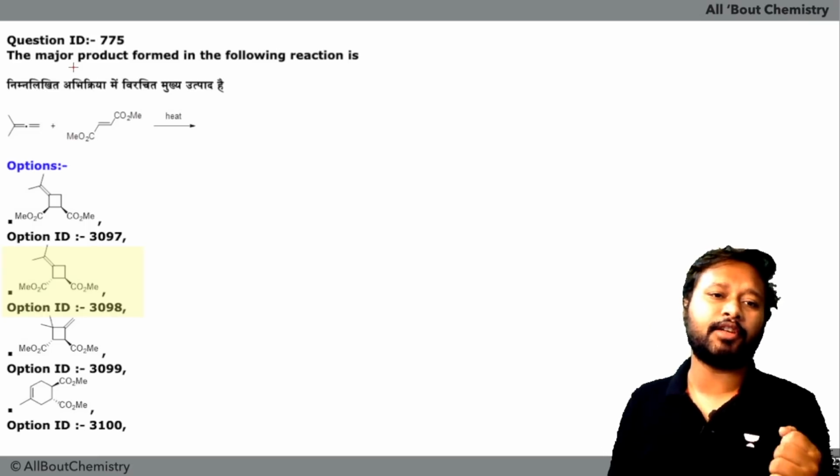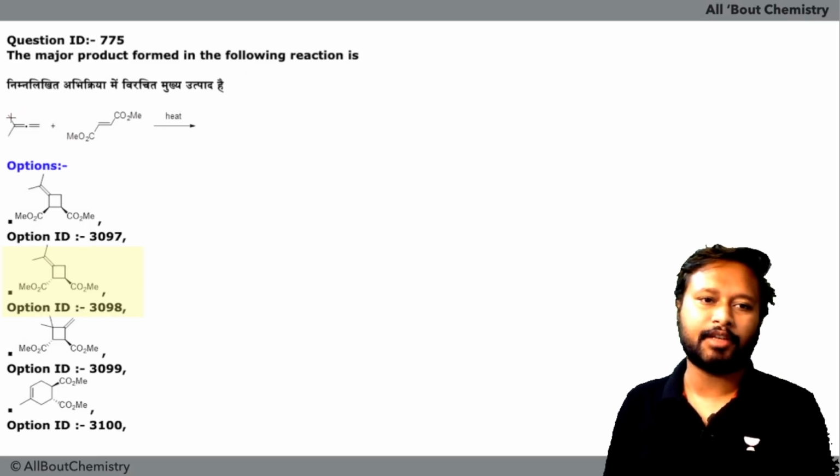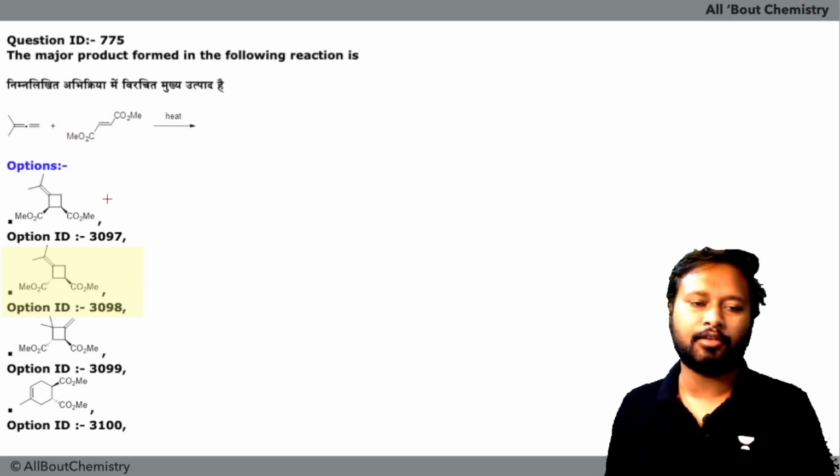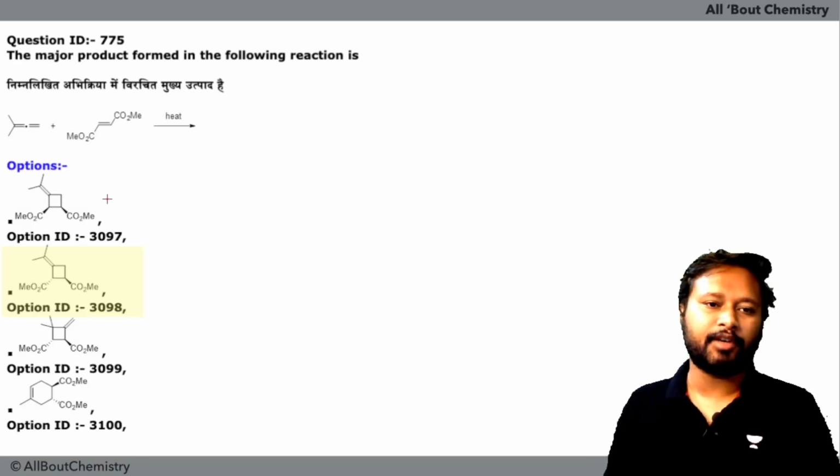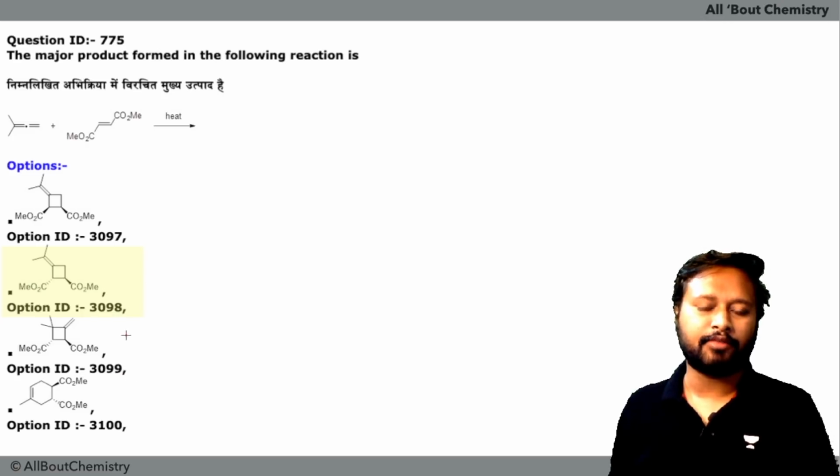The second question is: the major product formed in the following reaction is. Now this is a cycloaddition reaction where your allene is reacting in the presence of heat. You are asking what the answer is. Many of you are saying that it should not be 3098, but 3099. Right, so that's the question.